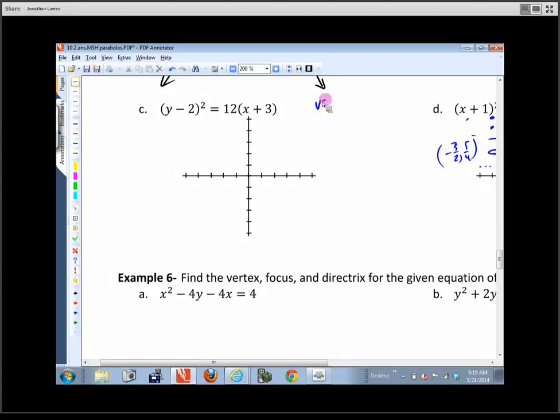Okay, before we go any further, where is the vertex? Okay, the vertex is at -3, 2. If you put 2, -3, you're grabbing things in the wrong order. Remember, you always have to look at what's with the x, that's the h. Opposite of that is the h. Look at what's with the y, that's the k. Works that way every single time.